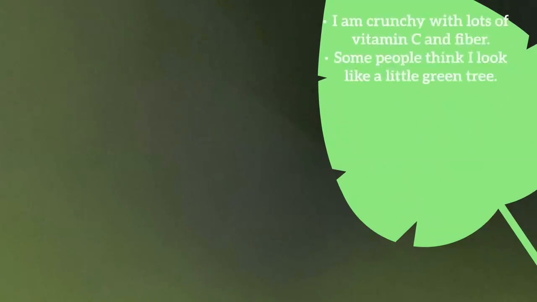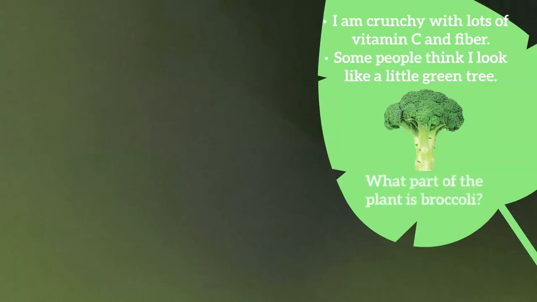Clue number 6. I am crunchy with lots of vitamin C and fiber. Some people think I look like a little green tree. I wonder what that could be. What vegetable looks like a little green tree? Broccoli. And what part of the plant is broccoli? It's the flower.